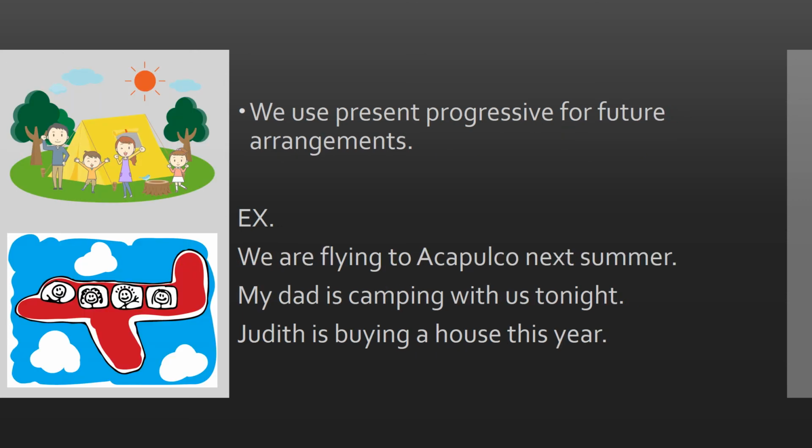Third and last use. We use present progressive for future arrangements. Example, we are flying to Acapulco next summer. My dad is camping with us tonight. Judith is buying a house this year. All those three examples are for future arrangements. And I know this use talks about future, but remember, future arrangements are part of the present progressive. Okay? No future. Present progressive.